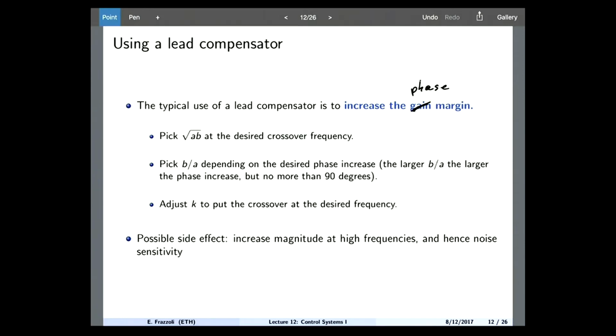Why do you want to pick the crossover frequency? Where do you measure the phase margin? Right. So you measure the phase margin at crossover, right? So if you want the most bang for the buck, where do you put the maximum phase lead? You put it at crossover, period, okay? Clear?